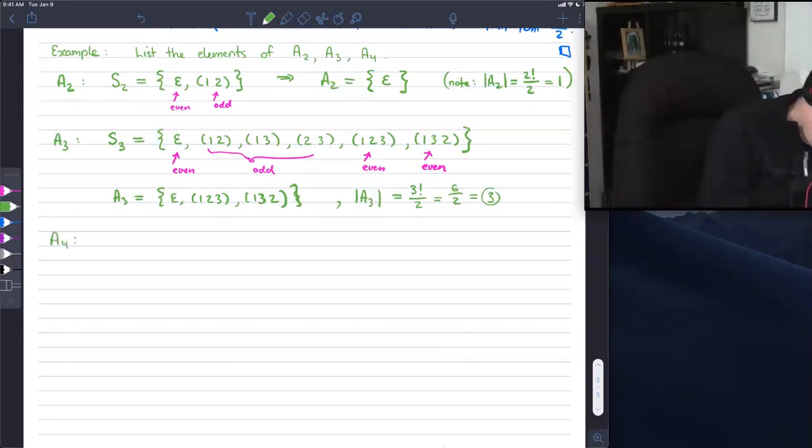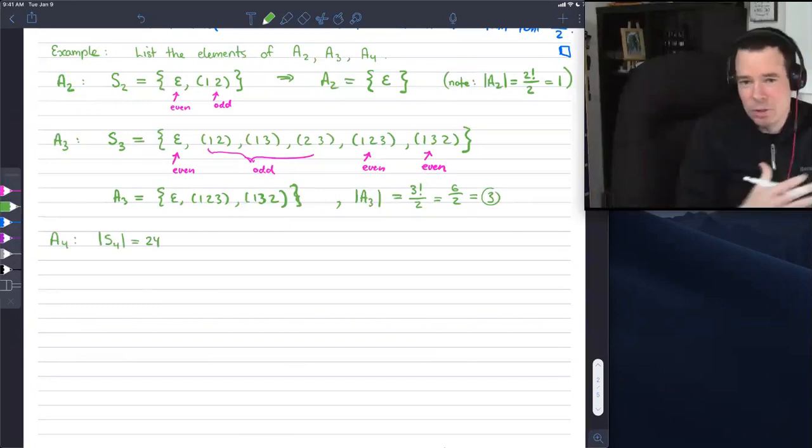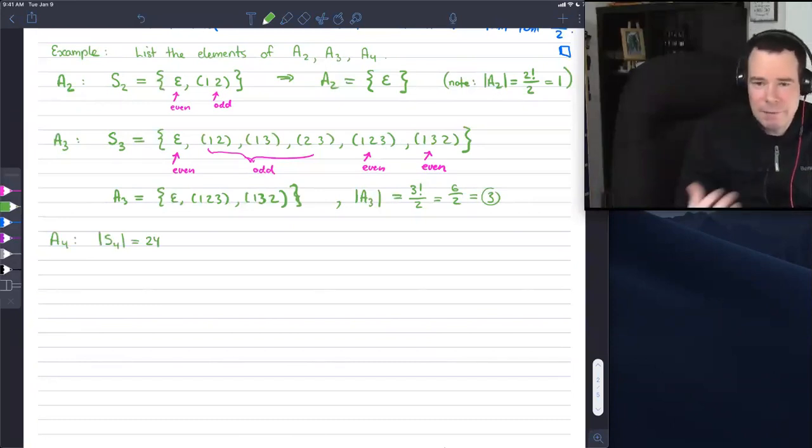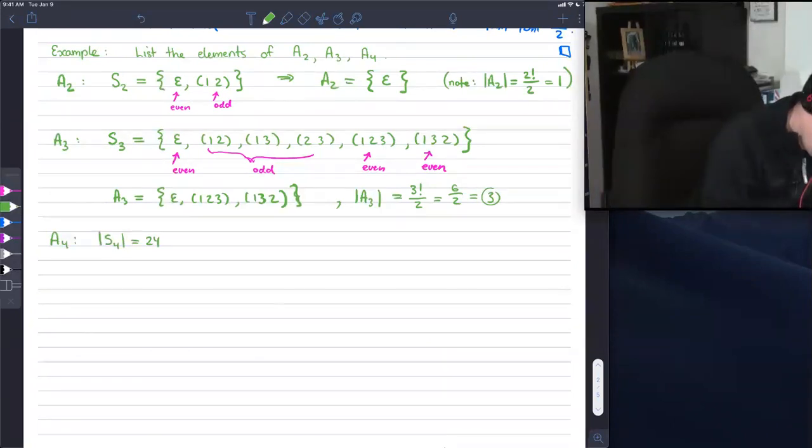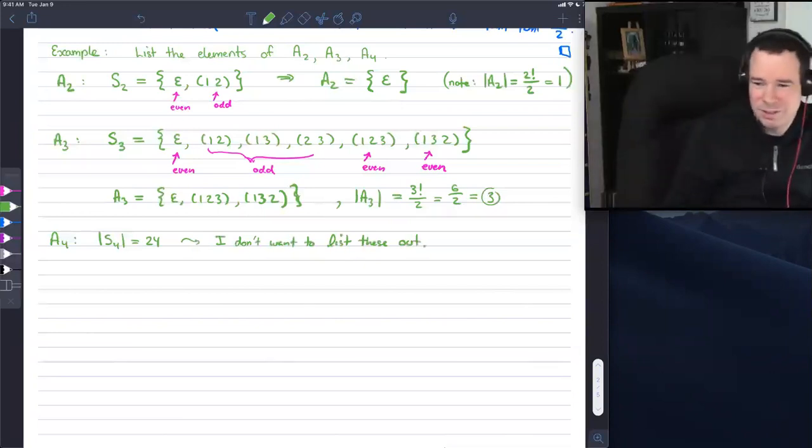Now, we could do it the same way. The first thing to note is that S4 is 24, and we could list all 24 elements out, and then half of those would be even, so there'd be 12 even ones, but I don't want to list all 24 of these out. We could, but I don't want to. I'm going to have to list 12 extra ones that I'm not going to use anyway. So how can we do this?